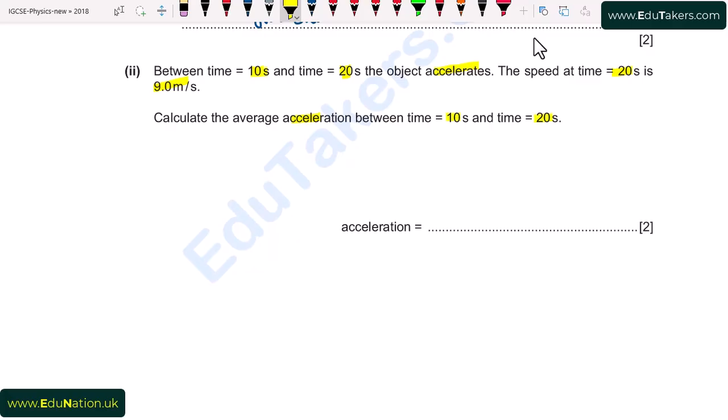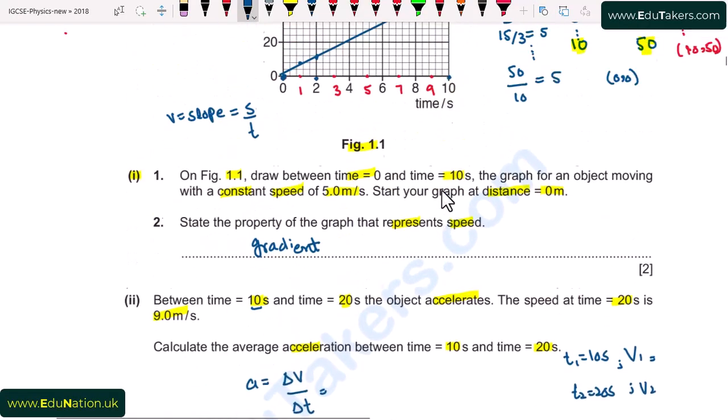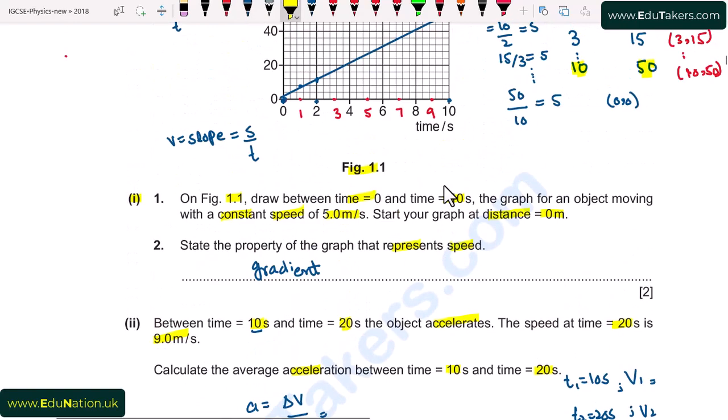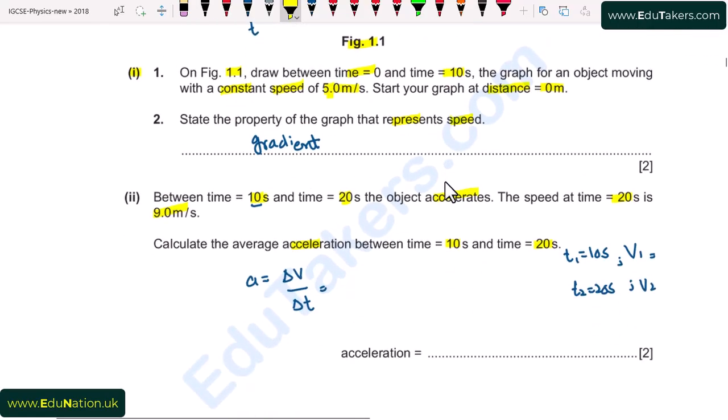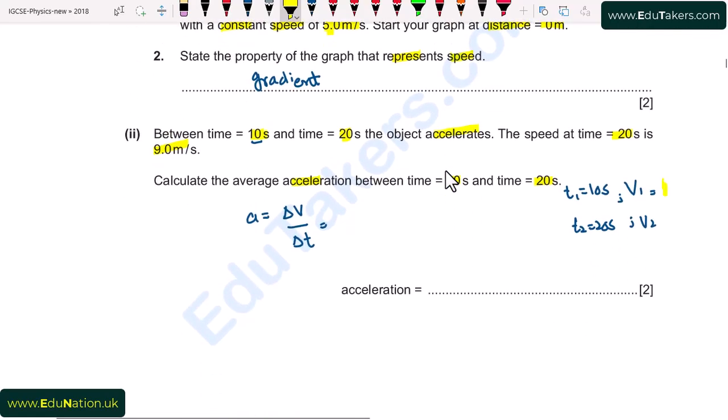Here we have to find out the acceleration, and we know that acceleration is equal to change in velocity over change in time. So first of all, I write here when time t1 is equal to 10 second and second time t2 is equal to 20 second, v1 and v2. When time t is equal to 10 second, the speed is 5 meters per second, because here we can see that there is a constant speed of 5 meters per second from 0 to 10 second. It means that at 10 second, the speed is 5 meters per second.